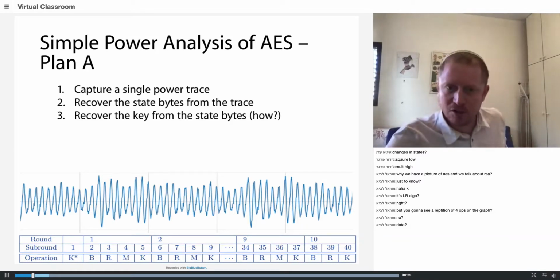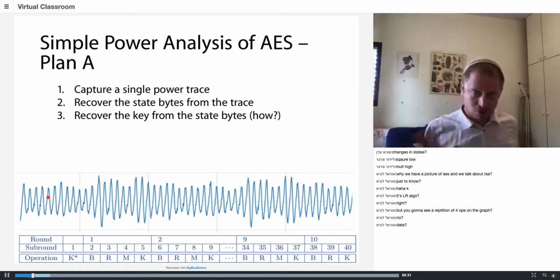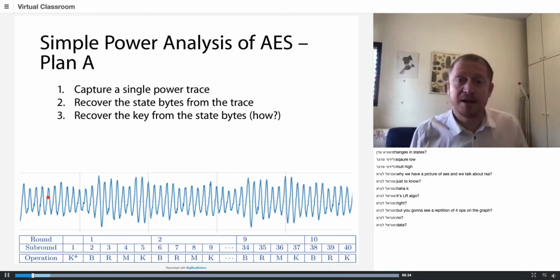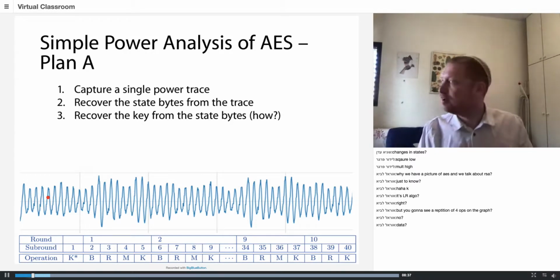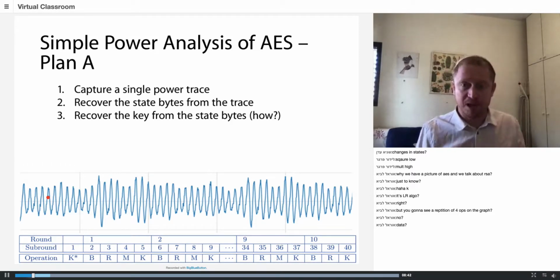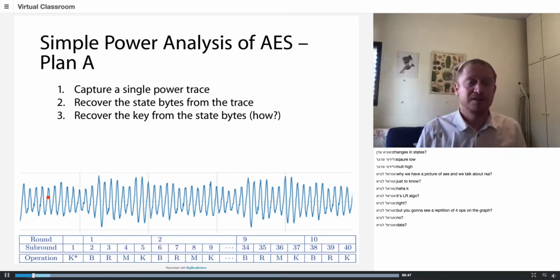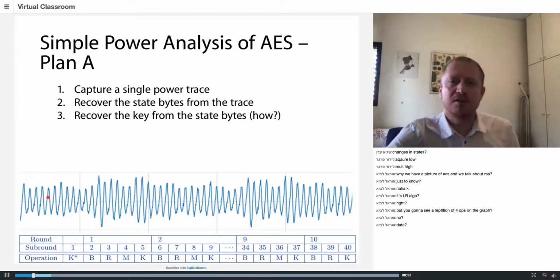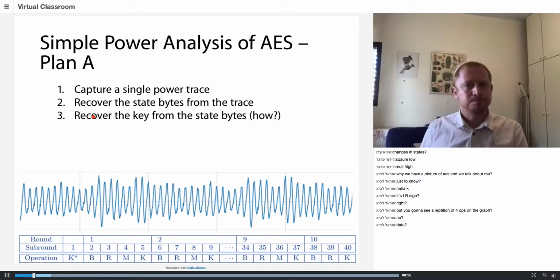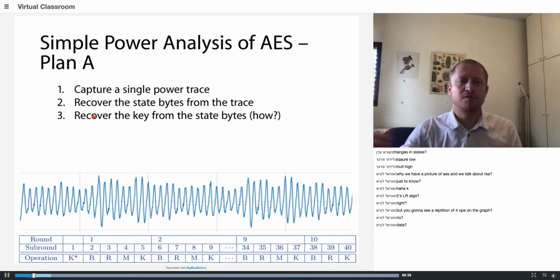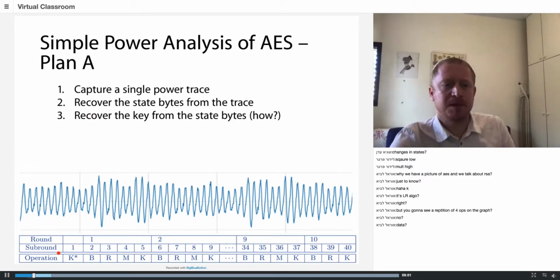This is a literal power trace of AES encryption, which the University of Graz released online as part of the DPA book. So here is my output. This is the input to my algorithm. And now the next thing I want to do is recover the state bytes from the trace. If we look at the evolution of the state, it begins with the plaintext and it ends with the ciphertext as it is evolving here.